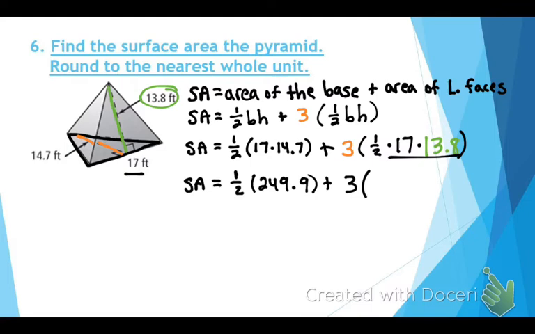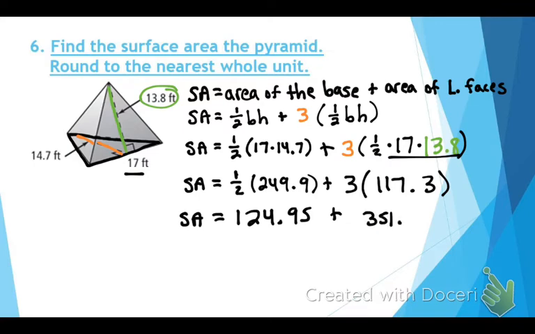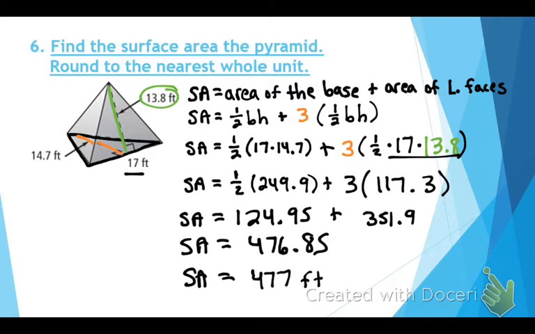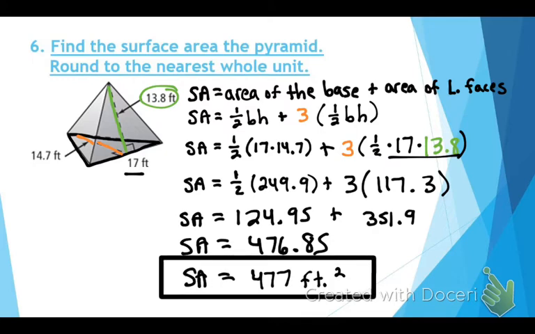I'm going to get 117.3. Multiplying these out now, I get 124.95 plus 351.9. Add those together and you get 476.85. And remember, it has asked us to round it to the nearest whole number, so it's going to round up to 477 feet squared.